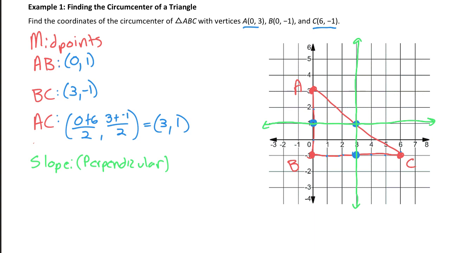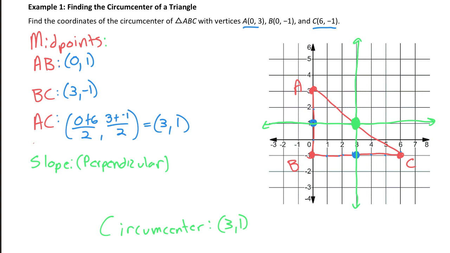And the idea is that all three of these perpendicular bisectors intersect at the same point. So I really don't need to find a perpendicular to AC, because I know if I draw that line, it's going to go through AC at this point. So the circumcenter of this triangle is the point 3, 1. It's where all the perpendicular bisectors intersect. So this is finding the bisectors, the midpoints, and then the perpendiculars, finding the perpendicular slope.